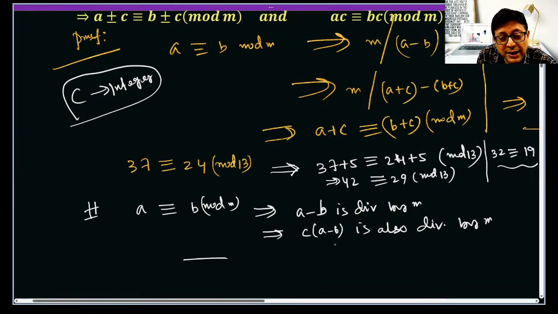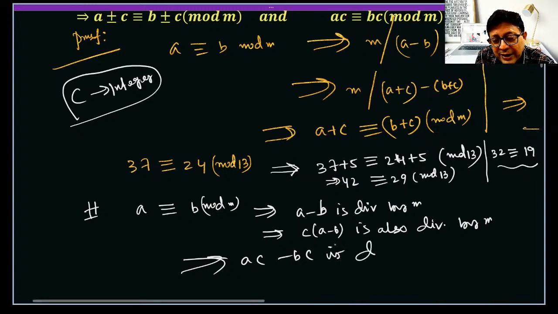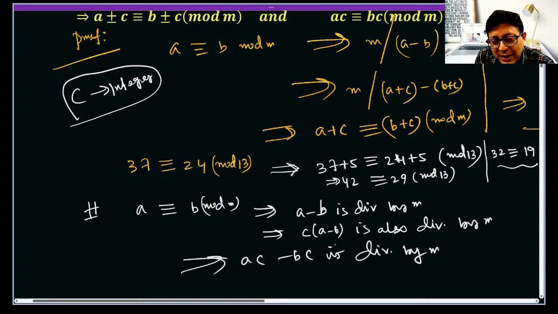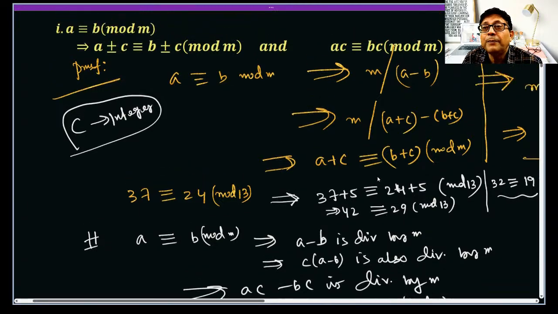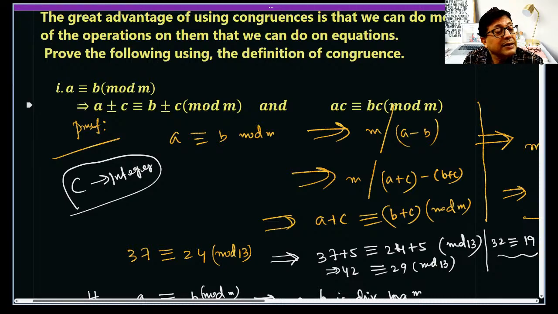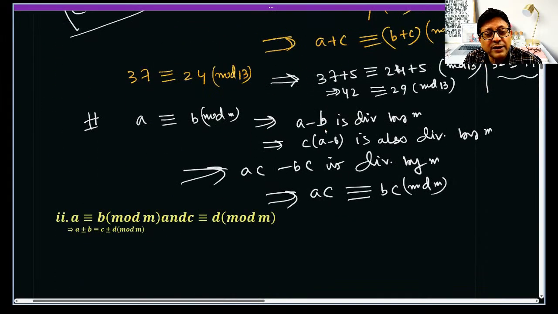So this implies that AC minus BC is divisible by M. This implies AC congruent with BC mod M. It's alright. Hope you have understood. So AC congruent with BC mod M. That is also true. Clear? So if you multiply two sides by the same integer, then the relation is valid. Clear? Let us go for the next one.